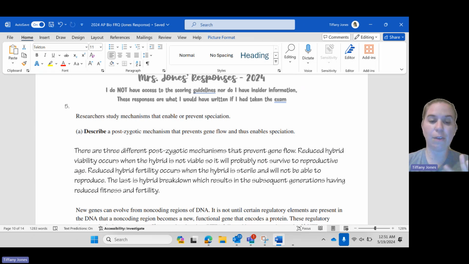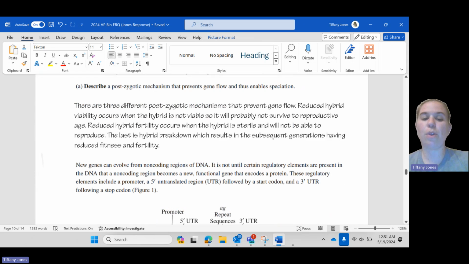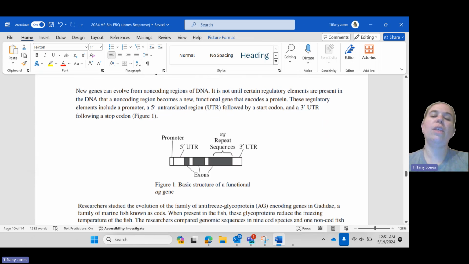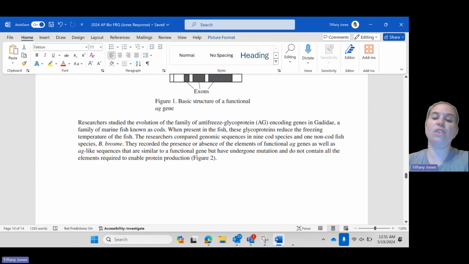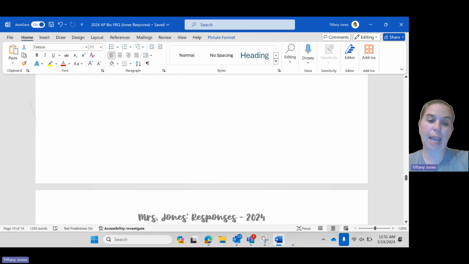I think if you named any of those 3, you would have been fine. It does say to describe, so you want to give more than just a name drop. So just describe what those are. So then talk about these different regions of the DNA, and then they study that there's this antifreeze glycoprotein that they found in some fish species. It reduces the freezing temperature for the fish, and so that's this AG gene that we're looking at.